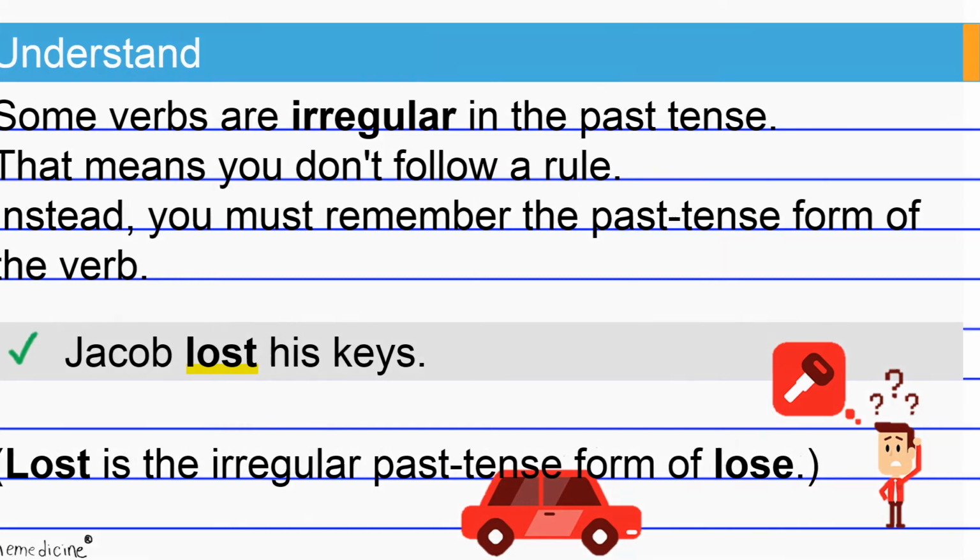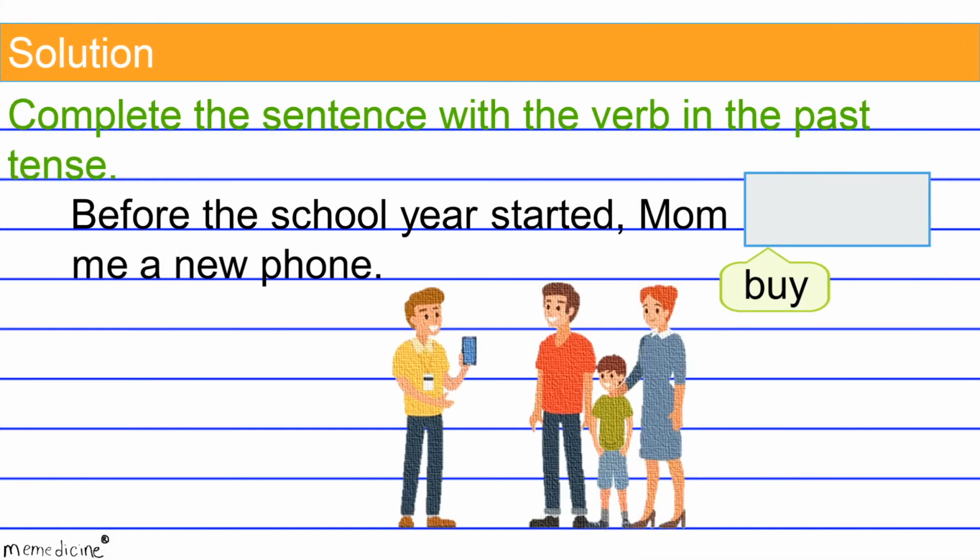All right, back to the original question. Now for the solution. Bought is the simple past tense verb form of buy. This is an irregular verb form, so you'll have to commit it to memory.